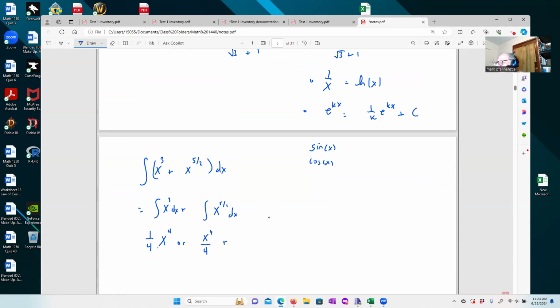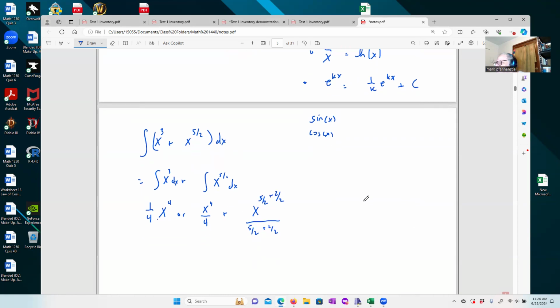Plus, and then this x to the 5/2. We are going to have to go ahead and add this. No rest for the weary. So we're trying to integrate x to the 5/2 here. We're going to get x to the 5/2 plus 1. I recommend doing it something like this. And then what are we going to divide by? 5/2 plus 1. And so we'll go ahead and sort this out.